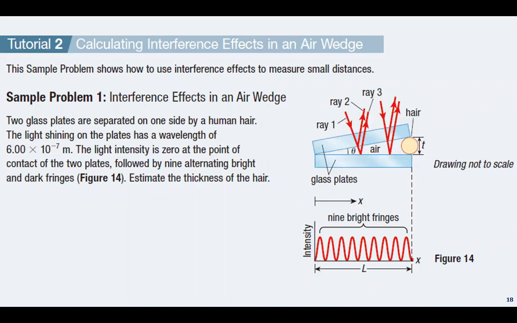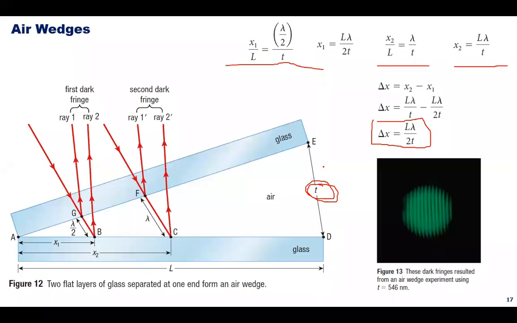All right, now let's consider this problem. Two glass plates are separated on one side by a human hair. The light shining on the plates has a wavelength of 6.00 times 10 to the power of negative 7 meters. The light intensity is zero at the point of contact of the two plates, followed by 9 alternating bright and dark fringes, which is shown here in figure 14. Can you estimate the thickness of the hair? I'll give you 5 minutes to consider this question, and then we'll have a look at the solution together. You can consider the model we have just learned here, okay?